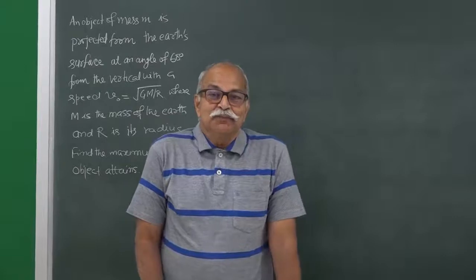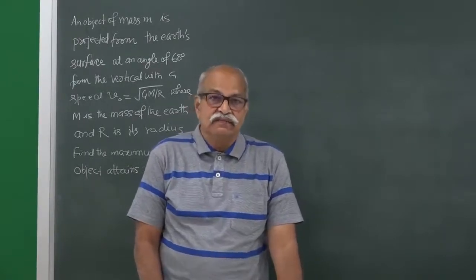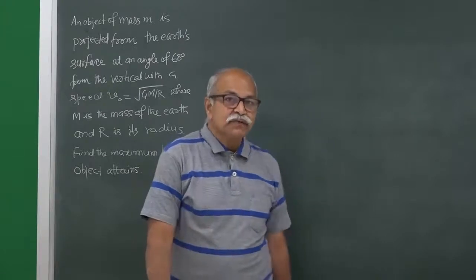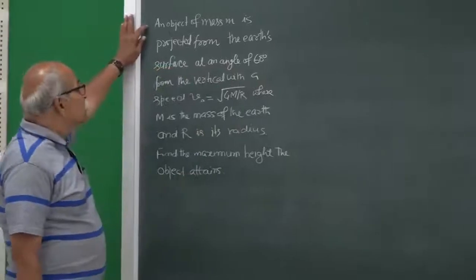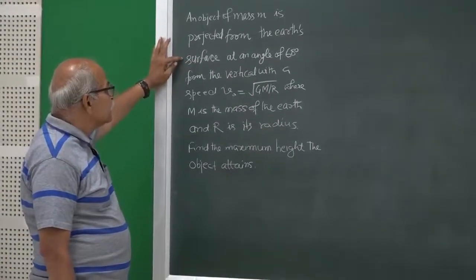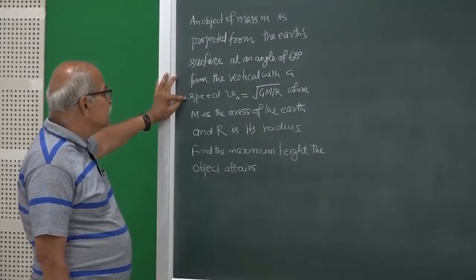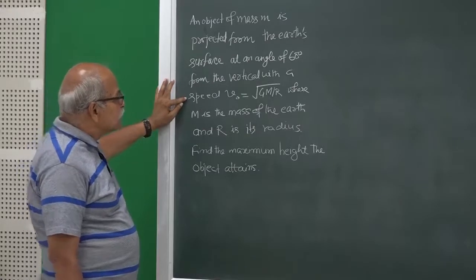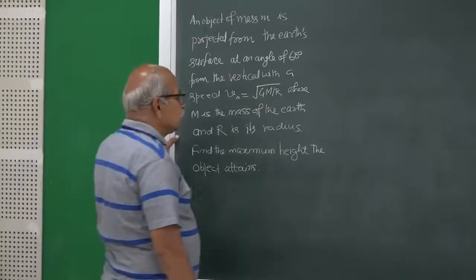So, let us do some more problems on central forces, especially inverse square attractive central force. And the first question is this: an object of mass m is projected from the earth's surface at an angle of 60 degrees from the vertical with a speed v naught equal to square root of GM by R, where M is the mass of the earth and R is its radius.